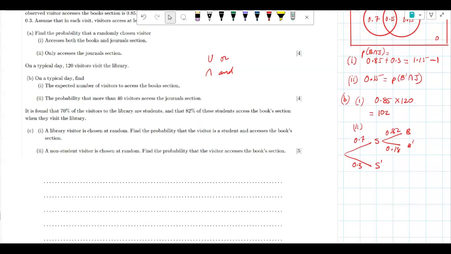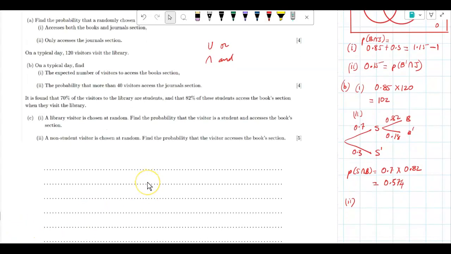Correct. Find the probability that the visitor is a student and accesses the book section. So student and book section. Multiply that on your calculator. A non-student is chosen at random. Find the probability that the visitor accesses the books section.